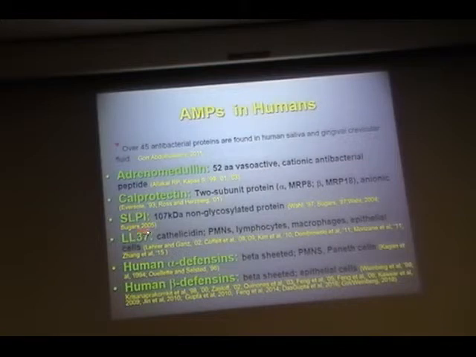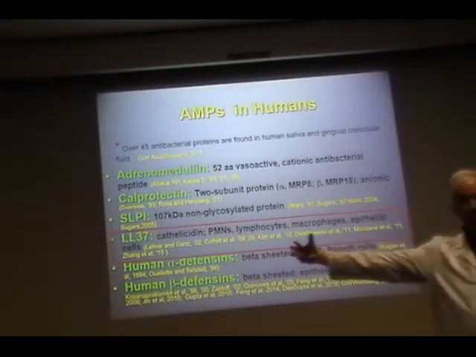The ones that are really, really important, the ones that have gotten more notoriety, if you will, are these. LL37 and human alpha and beta defensins. And I'll talk about these primarily, LL37 and beta defensins. So LL37 is named after the two first amino acids, leucine, and then it's a 37 amino acid peptide.